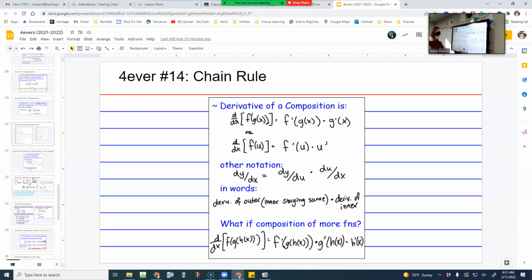Hezekiah, last question. What is the derivative of e to the x? Yes. So then if it's e to the u, what would that be? E to the u times u prime. The x prime is 1, so we don't really think about it. E to the x, e to the x, e to the u times u prime.